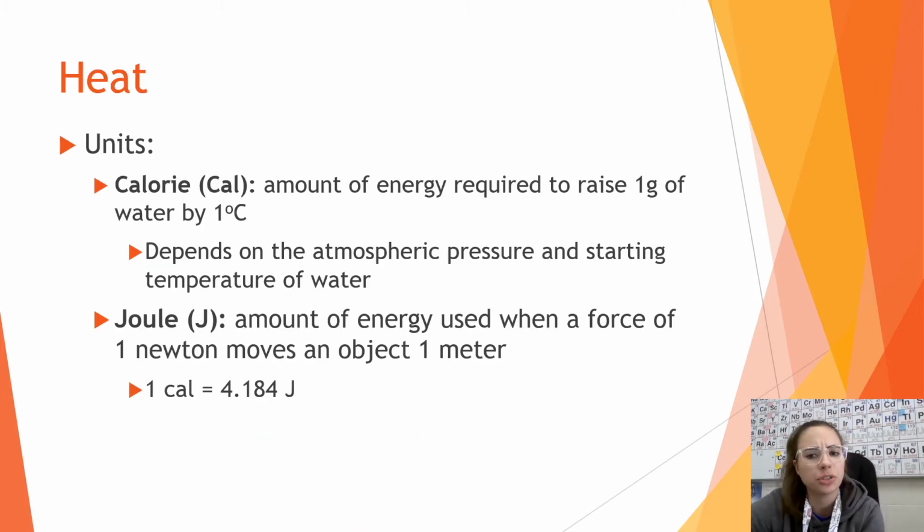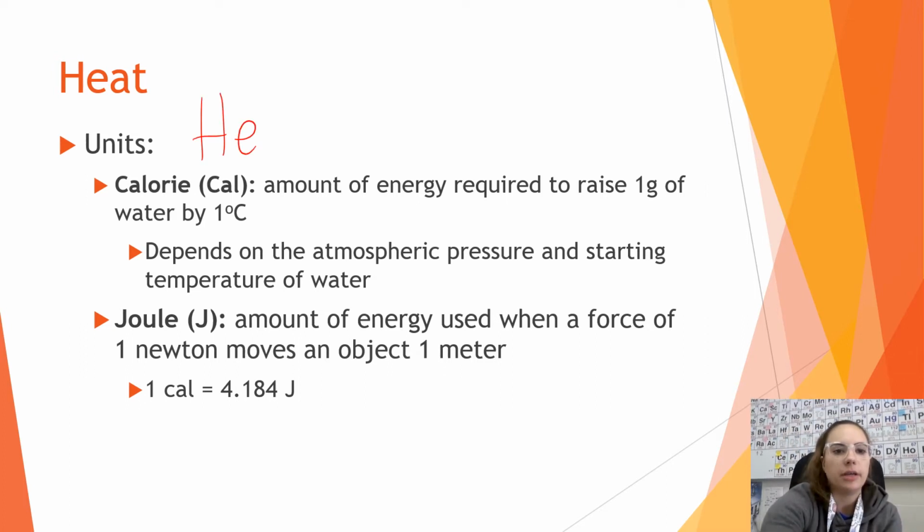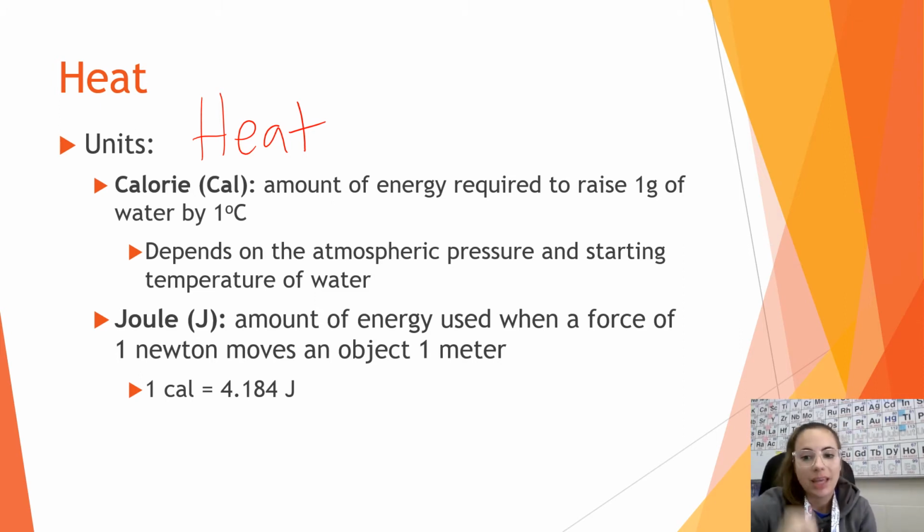So again, I told you we were going to talk about these units. Heat is typically measured in calorie or joule. Calorie is the one we're used to seeing on food. It's the amount of energy required to raise 1 gram of water by 1 degree Celsius. So again, that's what we see in food, because it tells us how much heat, how much energy it's going to take to burn that amount of food.